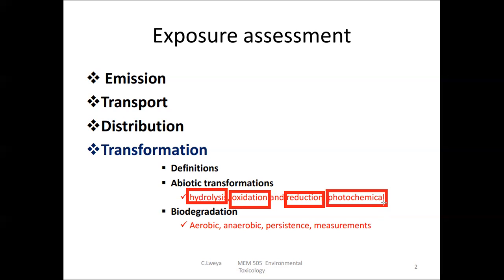Then under each process, there are examples of chemicals that we can pick out. Under hydrolysis, there are certain compounds that can undergo hydrolysis. There are also examples under oxidation, reduction, as well as the photochemical processes. Except that this one is a little bit tricky because it talks about real organic compounds.